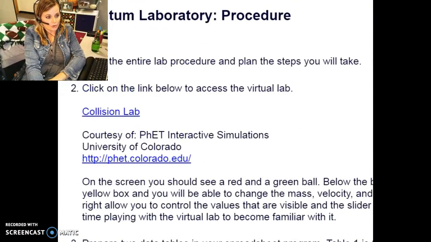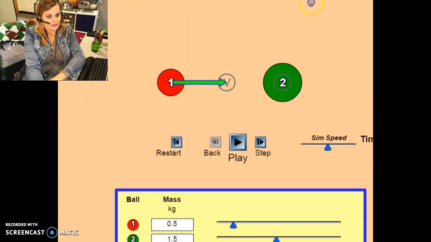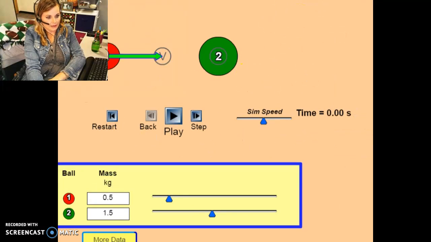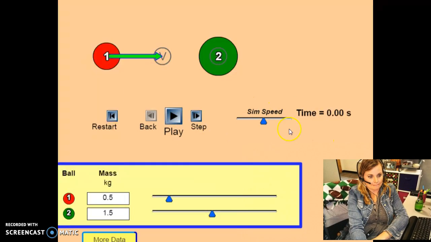So I would like to go to the Collision Lab website now. I'm going to bring that up for you here. So this is our sim, and you can see it in the middle here. You can change things. You can change the size of the masses. You can change the directions or the speed here.